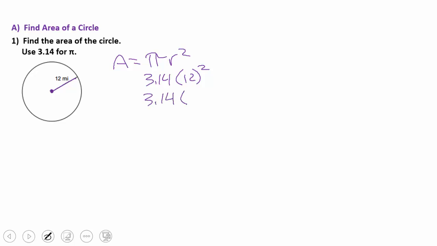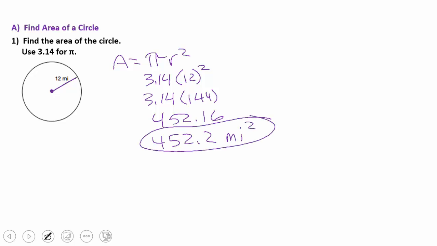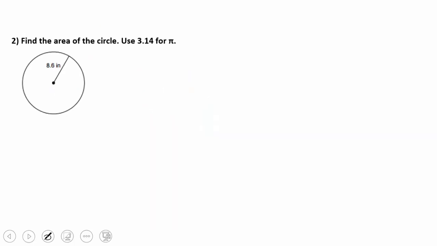So we have 3.14 times 144. And then when you multiply that out, you get 452.16. Let's round to the nearest tenth. Call it 452.2. Always putting units on our final answer, miles. And since we are finding the area, we must square our units when we find area. And there we have it. Moving on to our next example.